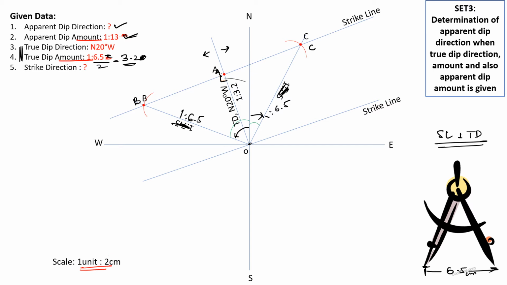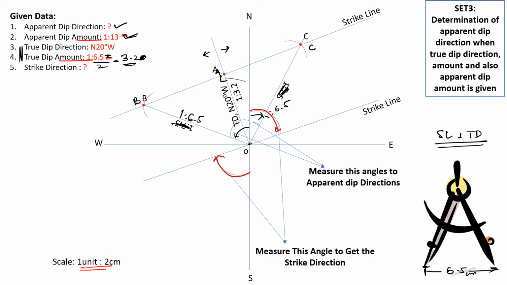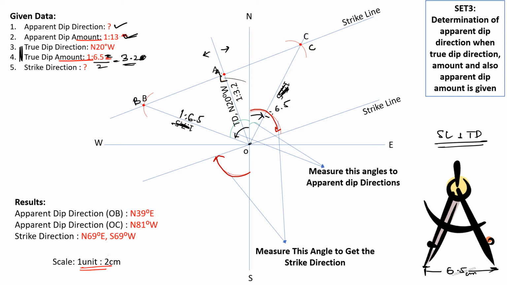Why am I getting two directions? That is because we don't know in which direction it is. So for safety purposes, we plotted on both the sides of the true dip. So now we got two directions. These directions we will be measuring. Also for our strike direction, we'll be measuring this as well as this. We'll get the strike direction also. The major angle will give the strike direction.